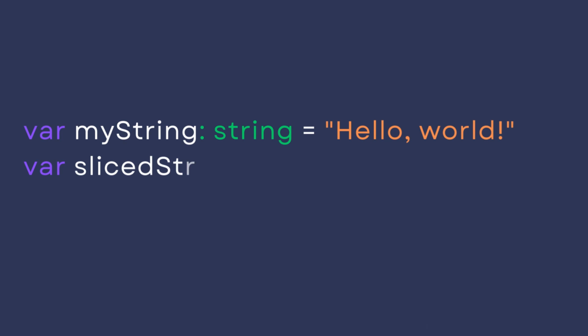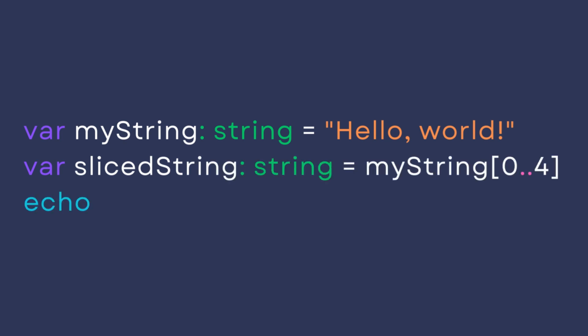And if you want to get part of a string? To extract a substring from a larger string in Nim, we can use slicing. Slicing allows us to extract a portion of the string by specifying a start and end index. The output will be hello.